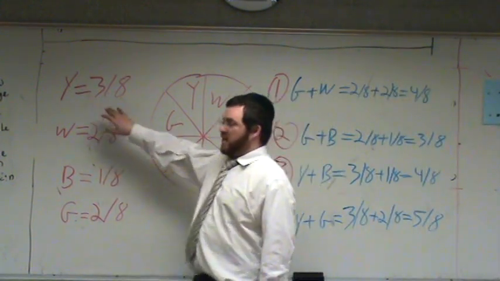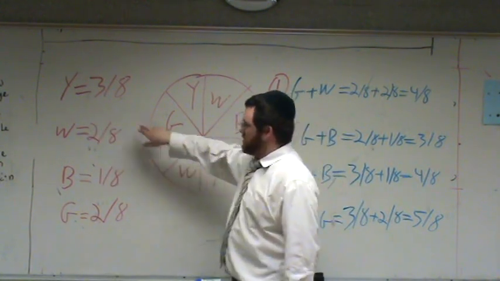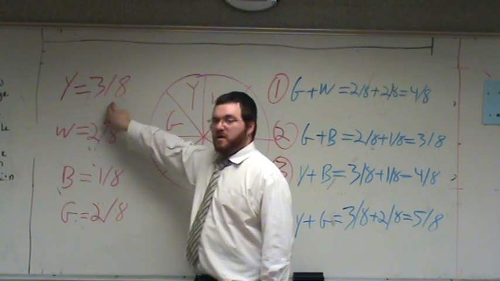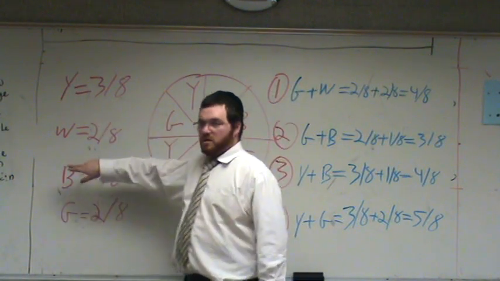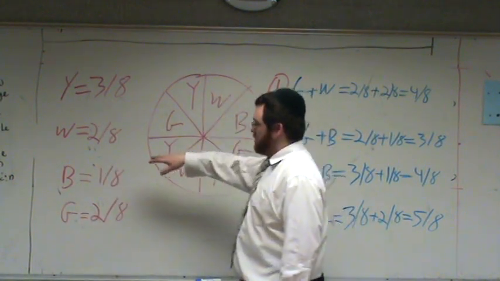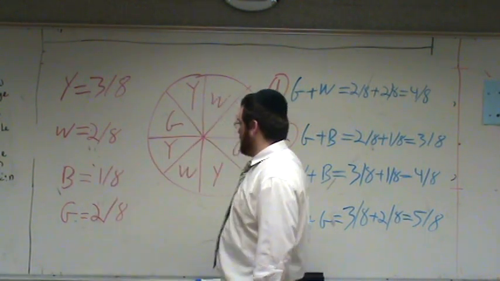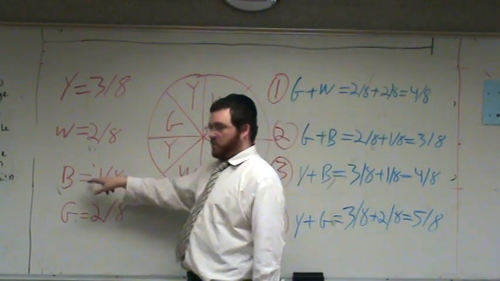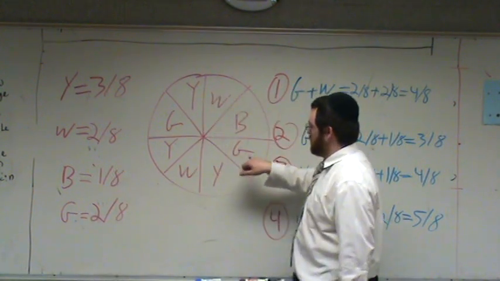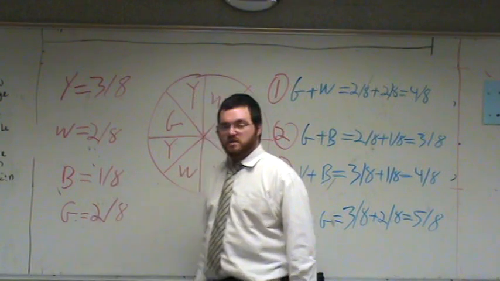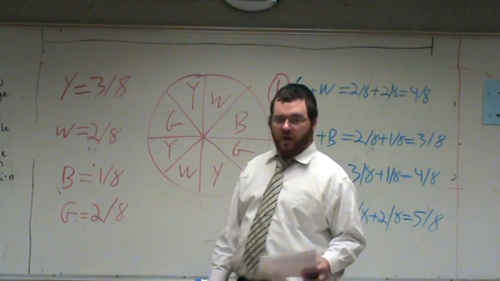Now, the chance of it landing on a yellow, you count up, there's 1, 2, 3 yellows, so 3/8 of the spinner is yellow. So when you spin it, the chance of getting a yellow is 3/8. Whites you count as 1, 2 whites, so the chance of getting a white is 2/8. Black, there's only one black, so that's 1/8 of the board. The chance of getting a black is 1/8. And green, there's 2 greens, so 2/8 is green, and therefore, if you spin it, the chance of getting a green is 2 out of 8.